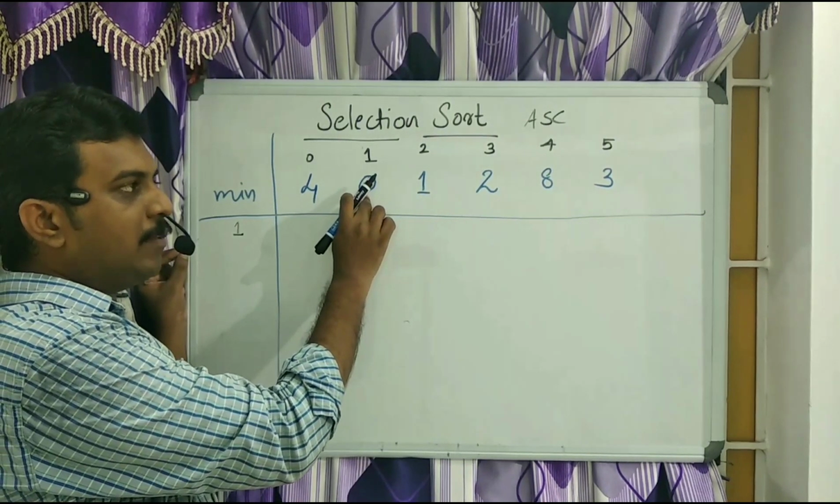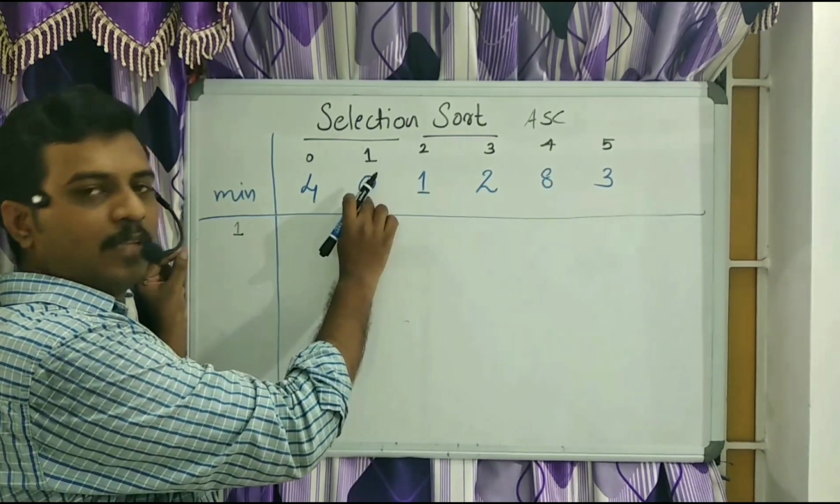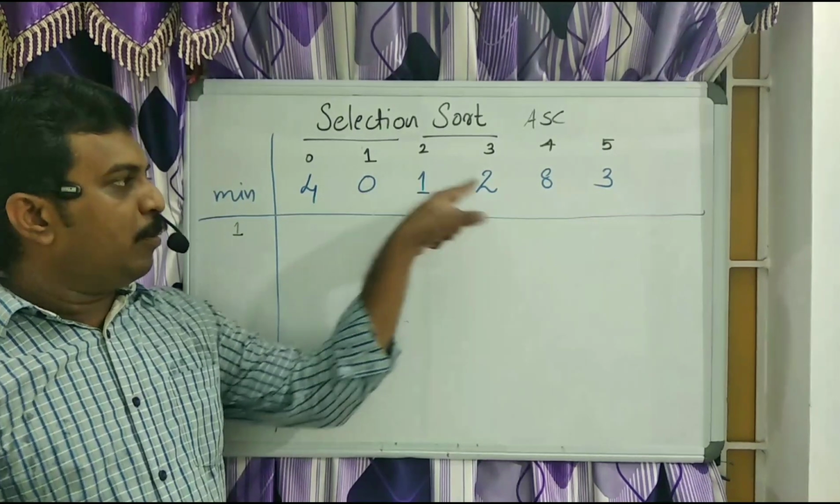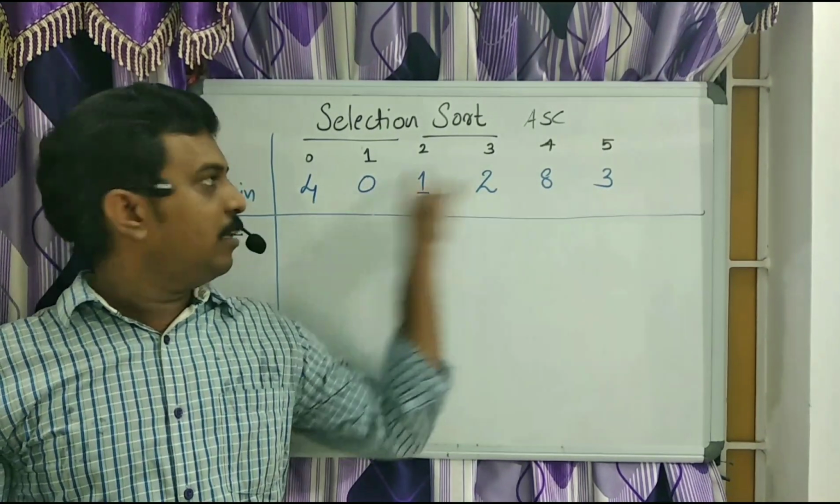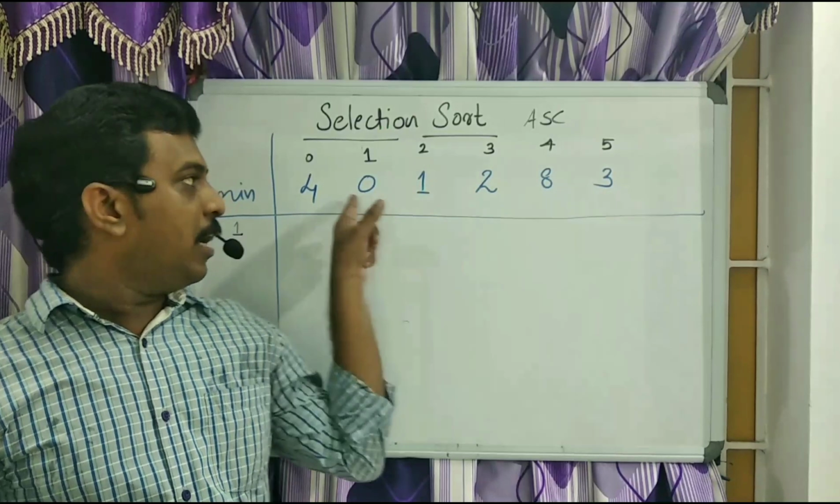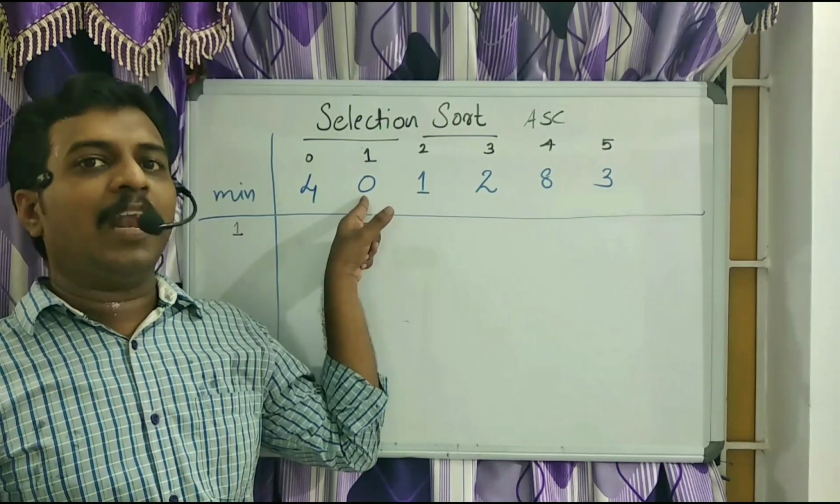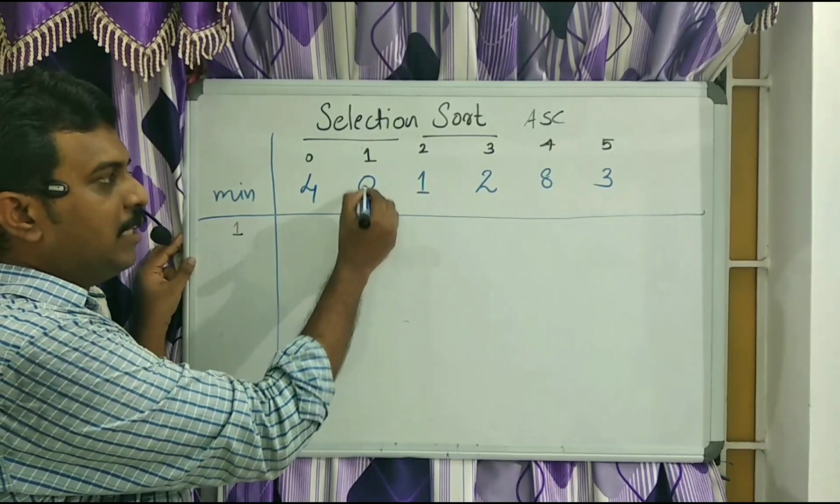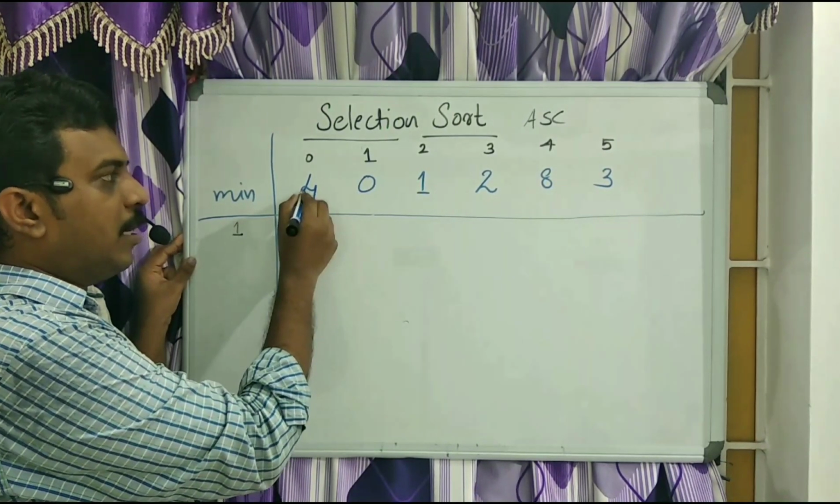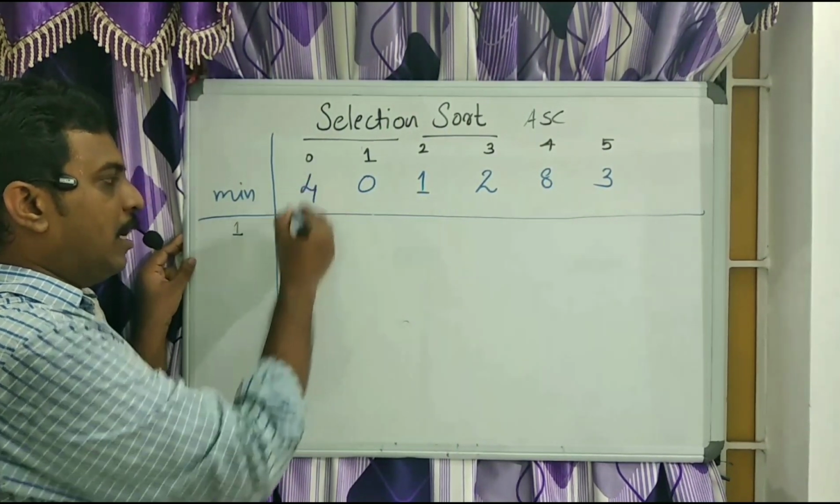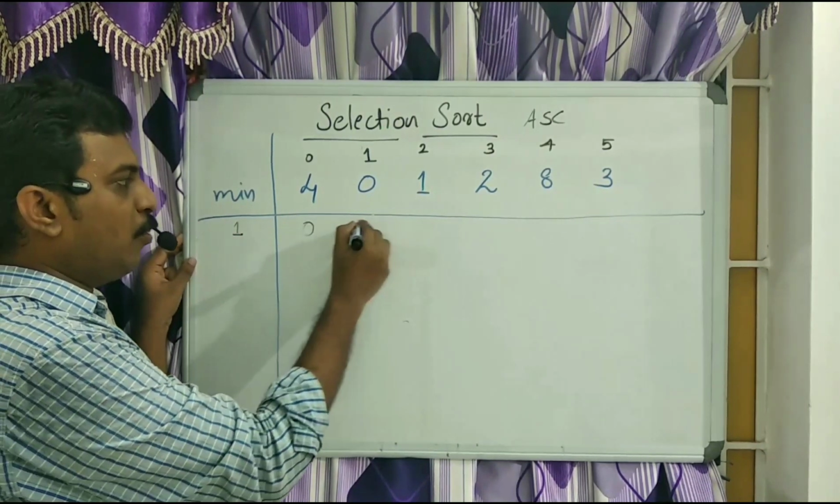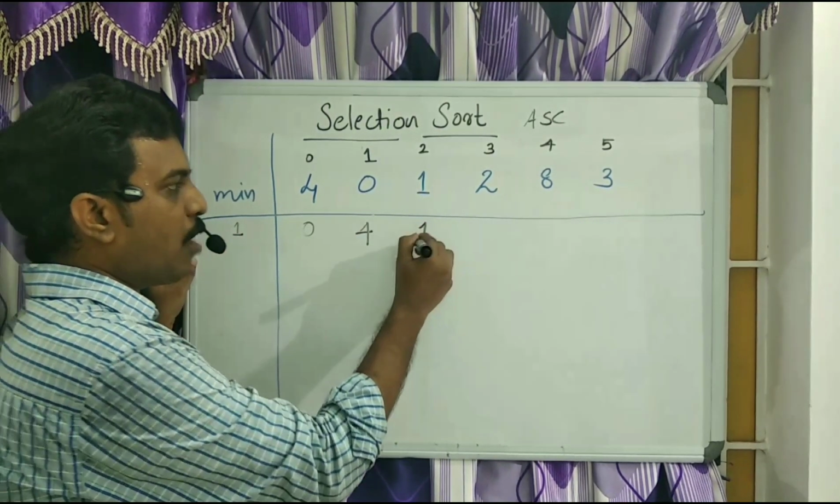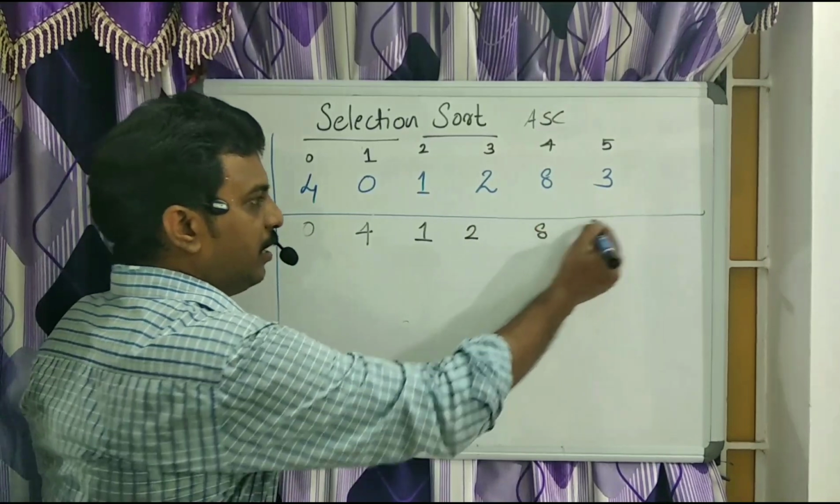Then I will compare the 0 with the 1. Now 0 is the minimum number. Then 0 with the 2, then 0 with the 8, then 0 with the 3. Now 0 is the smallest element in the given list. Then I will exchange this 0 with the first element. Now the list of elements becomes 0, 4, 1, 2, 8, 3.